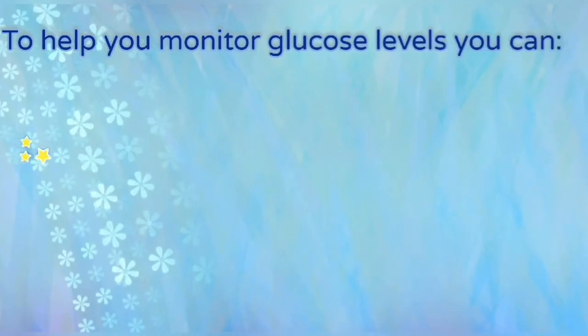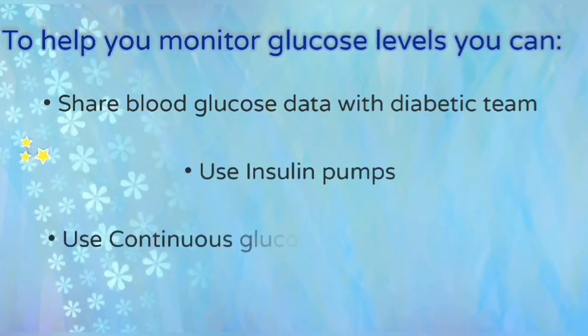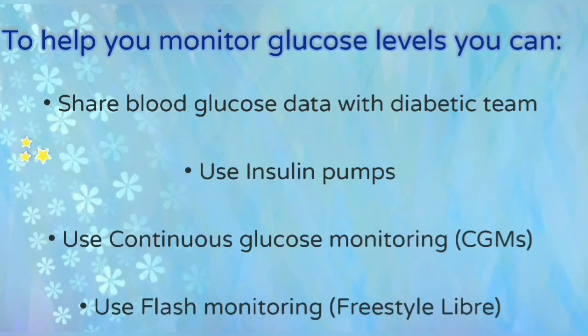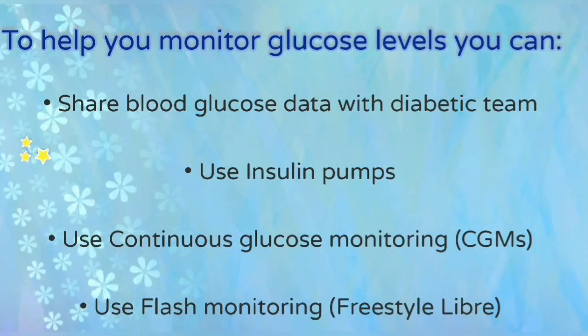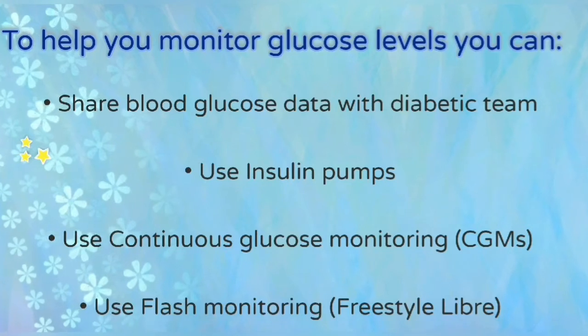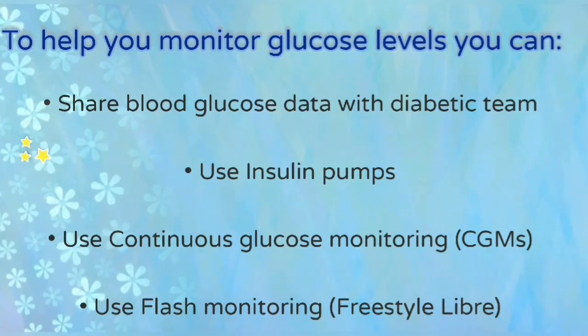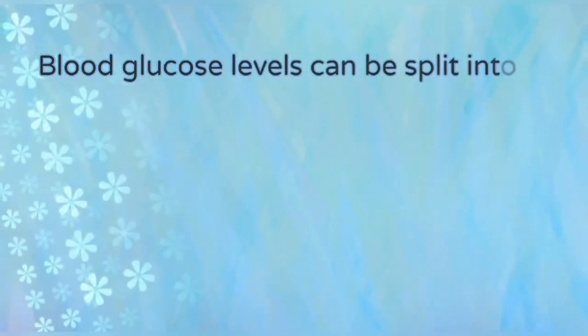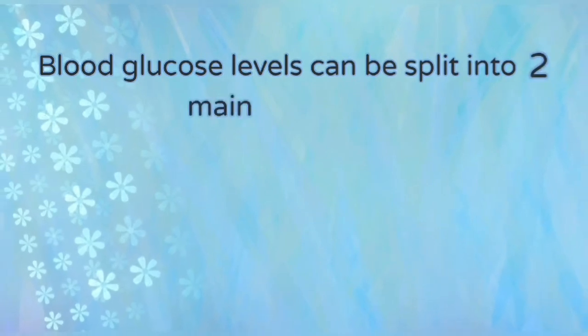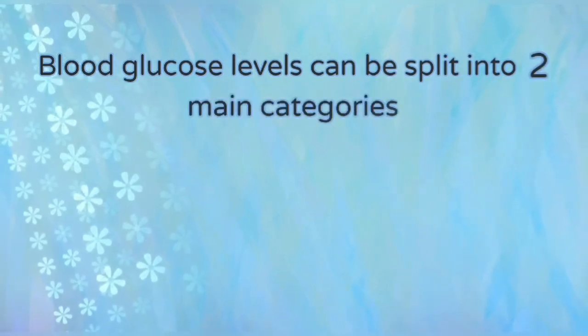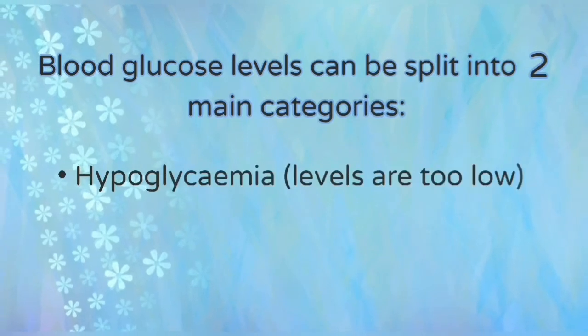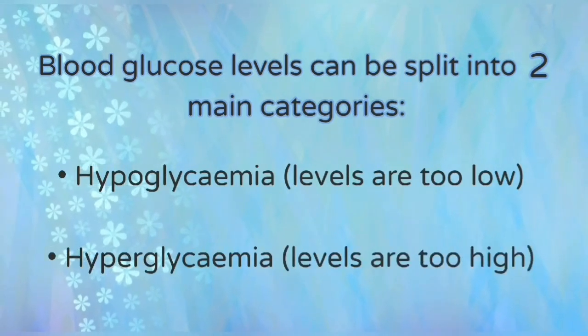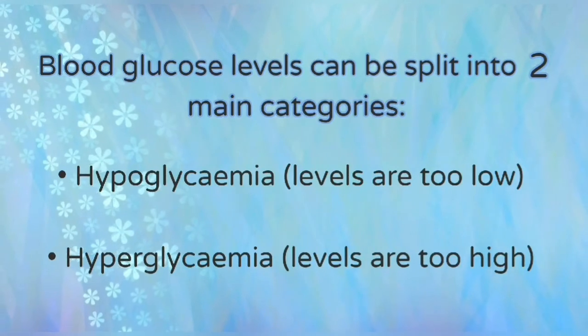Now, let's have a look. How can you monitor glucose levels? You can share blood glucose data with the diabetic team, use insulin pumps, use continuous glucose monitoring, or use flash monitoring. Blood glucose levels can be split into two main categories. The first one is hypoglycemia, which indicates that levels are too low, and the second one is hyperglycemia, which indicates that levels are too high.